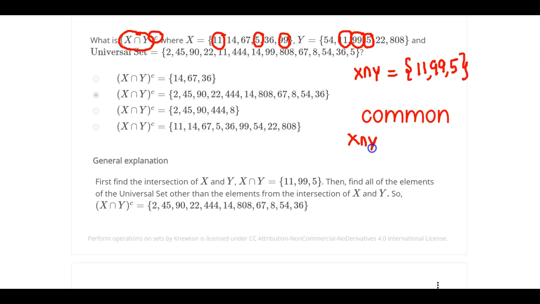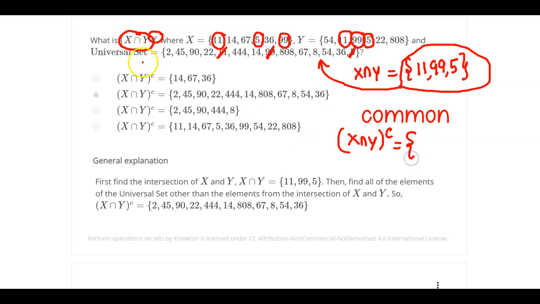X intersection Y complement. So when they say complement, what do you do? You simply find everything except X intersection Y. So I'm simply going to take all of these and cancel them from my universal set. So everything except 11, 99, and 5. Every time they give you a complement, they have to give you a universal set. So everything except 11, 99, and 5. So my answer is 2.